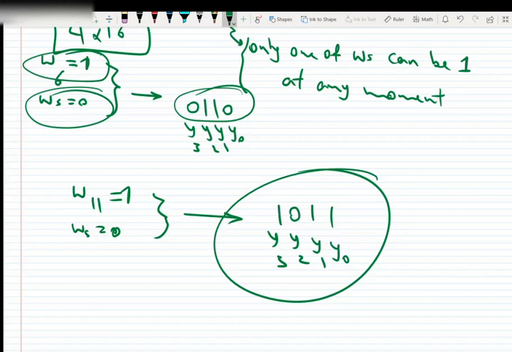And next, we have different types of encoders. The next one is the BCD to 7 segment decoder, which I will explain in the next lecture.